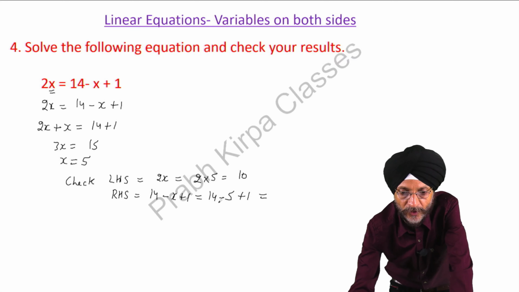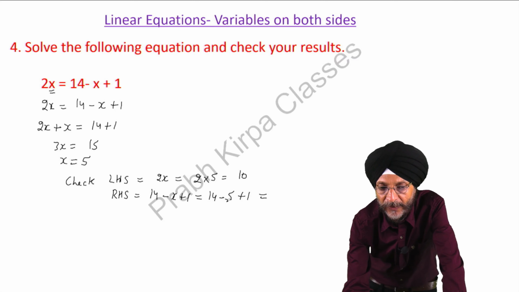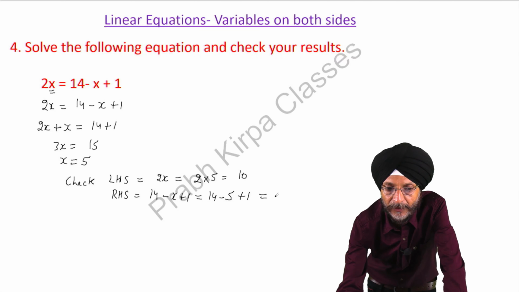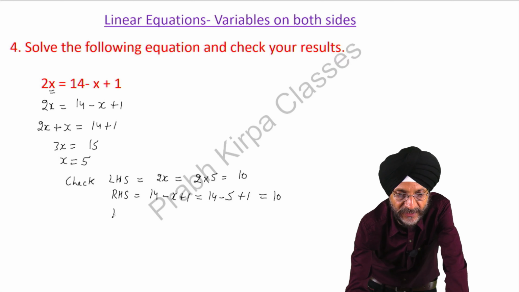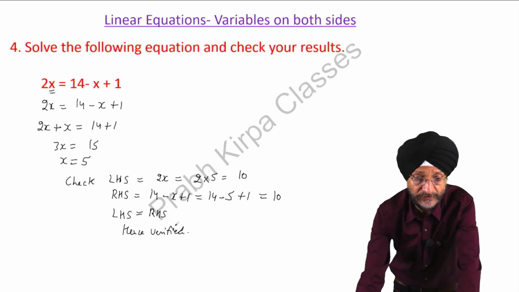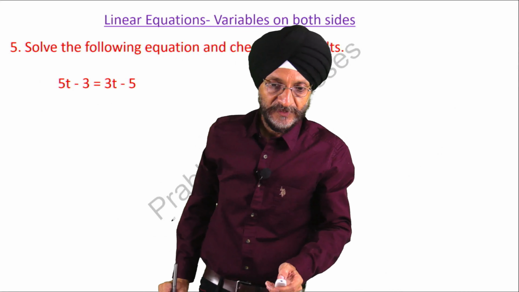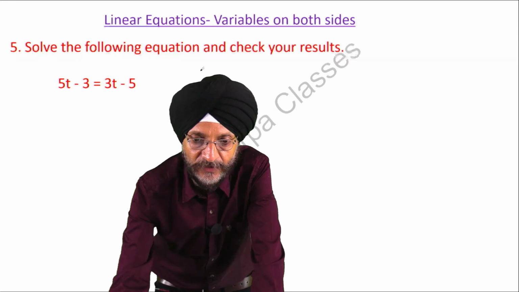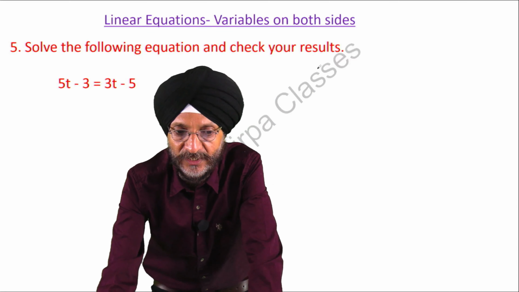It means that 14 plus 1, 15. 15 minus 5, it becomes 10. So left hand side is 10, right hand side 10, left hand side is equal to right hand side. Hence verified. So now the next question. Solve the following equation and check your results.